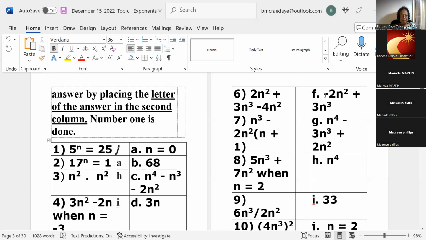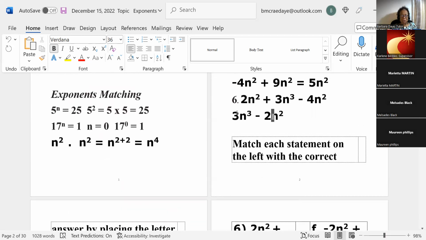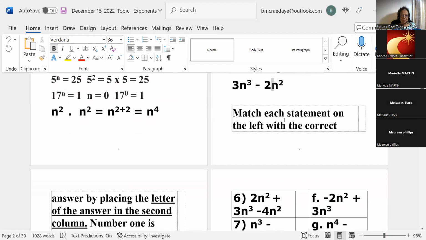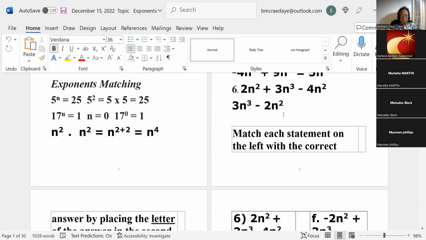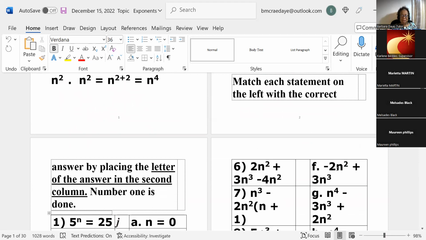Letter F, minus 2n to the second plus 3n to the third. Except we put the 3n to the third first, but it's the same thing, right? Yes. Minus 2n to the second. So that would be answer F. So that's number 6, and the answer would be F. So let's put our F there. Any questions on number 6?